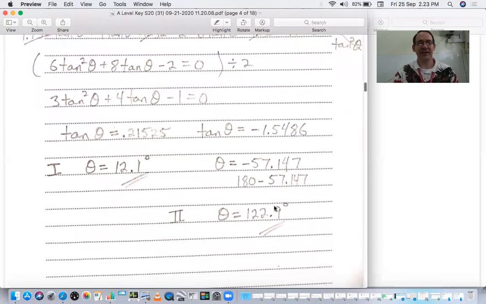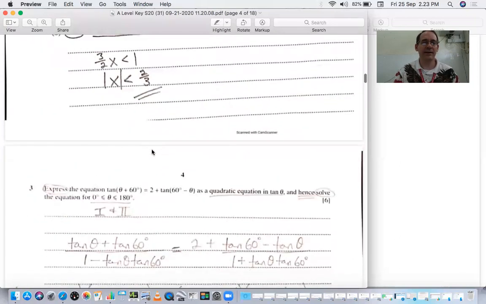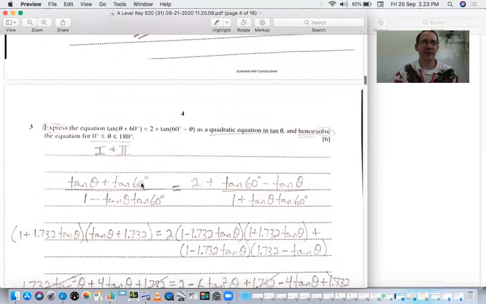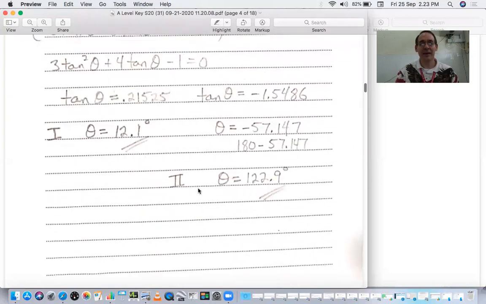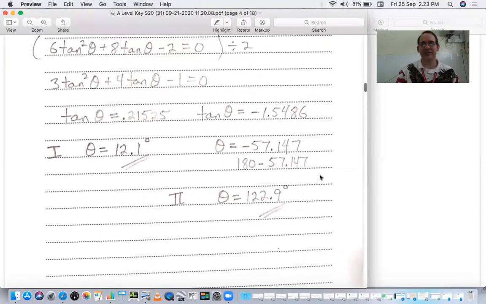Then inverse tangent both sides, and you get 12.1. 12.1 is first quadrant in the positive direction. And we get a negative 57.147. Well, a negative 57 is a fourth quadrant answer. Tangent is negative in the second and fourth quadrant.